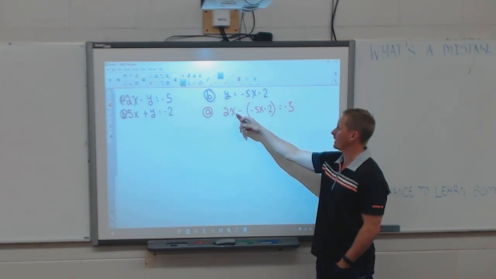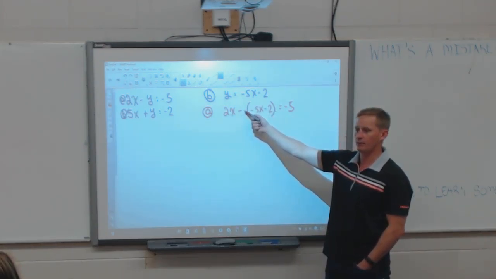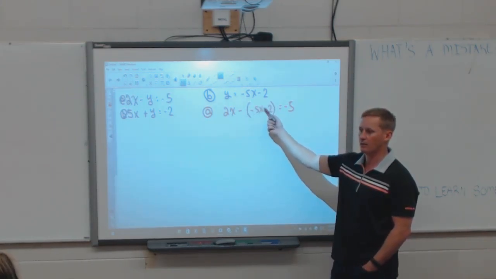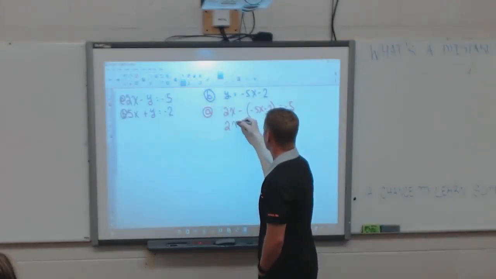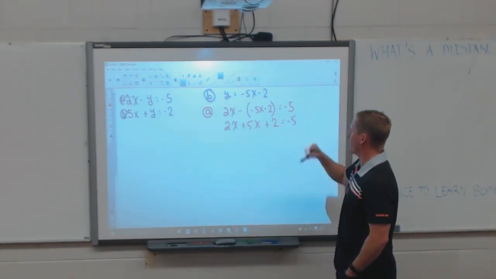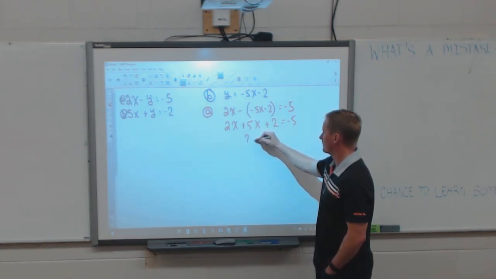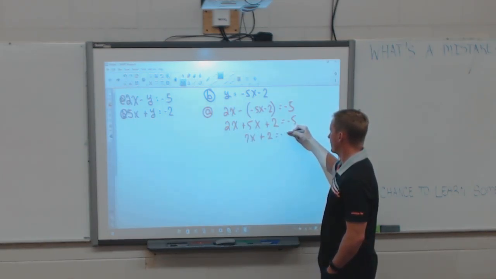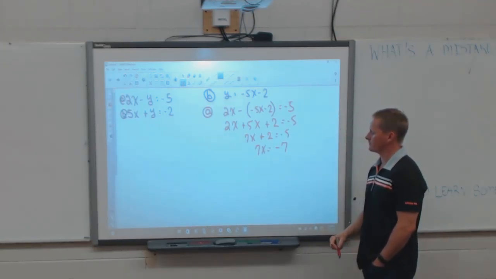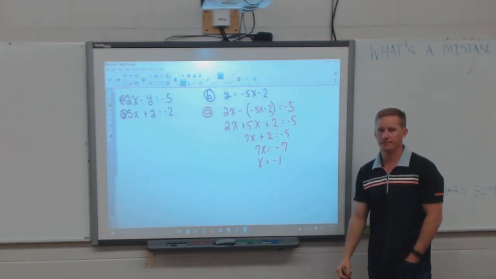What do I have to do when I get rid of these brackets? What's most important right now? The minus sign, exactly. I have to change both these signs through the brackets. So that becomes 2x plus 5x plus 2 is equal to -5. We'll put the x's together: 2x and 5x make 7x. Add 2 equals -5. 7x is equal to -7. Subtract 2, x is equal to -1.